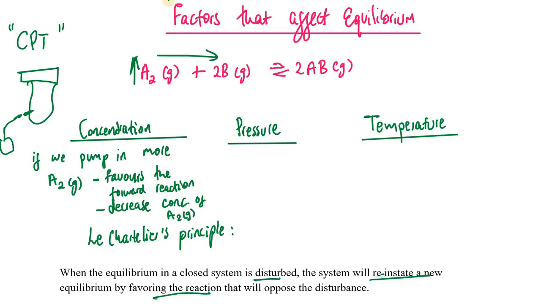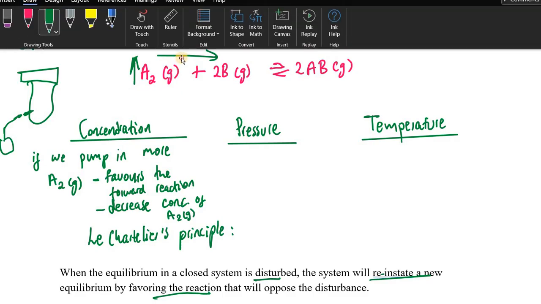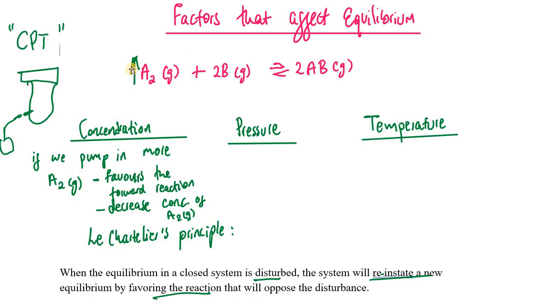What if we increased B2? What do you think the system is gonna do? Which reaction is gonna be favored? Can you please type for me forward or reverse there? Correct, the forward reaction, because the forward reaction uses up B, so it's gonna favor the forward reaction. And then what if we increase AB?